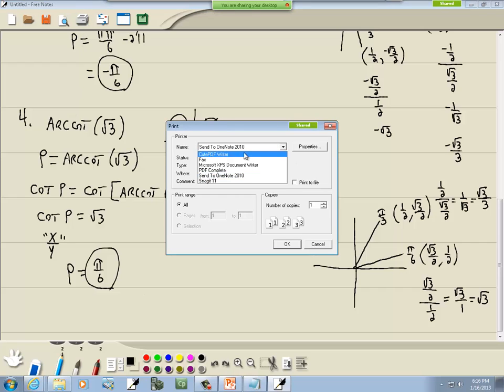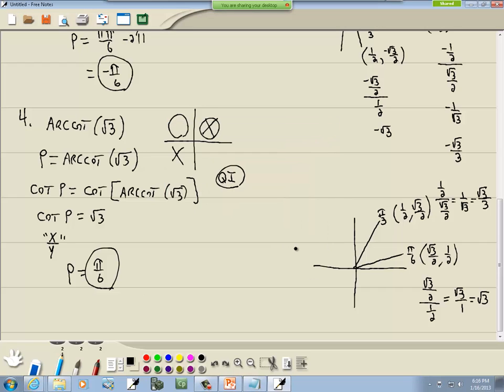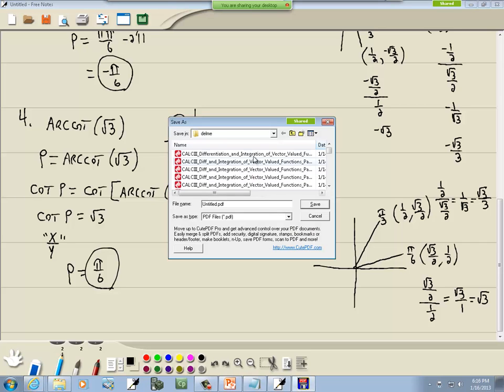Let me save that page. And we'll get there eventually. There we go. Part 2. Page 1.